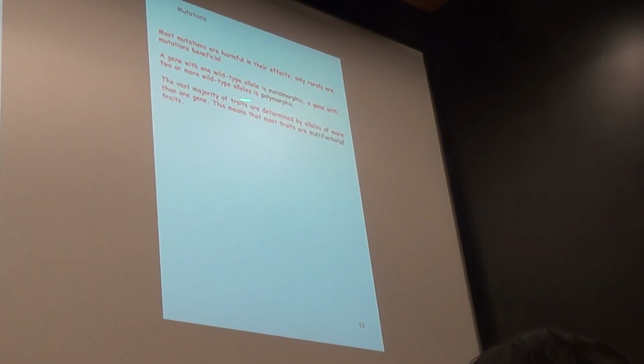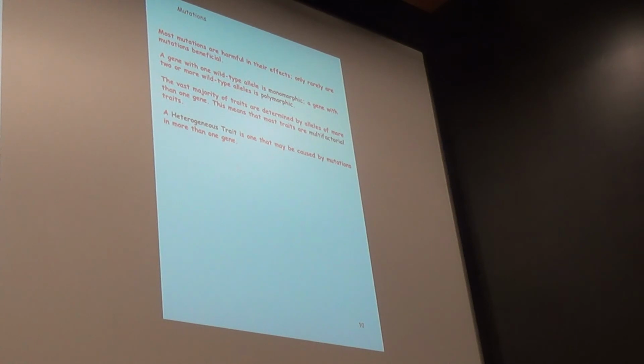The vast majority of mutant traits are determined by alleles of more than 1 gene in humans. Most of the traits that we study are caused by multiple genes, right? So they are all multifactorial or multigenic. And we briefly talked about it with respect to height and skin color and eye color and things of that nature. Multiple genes affecting a single trait.